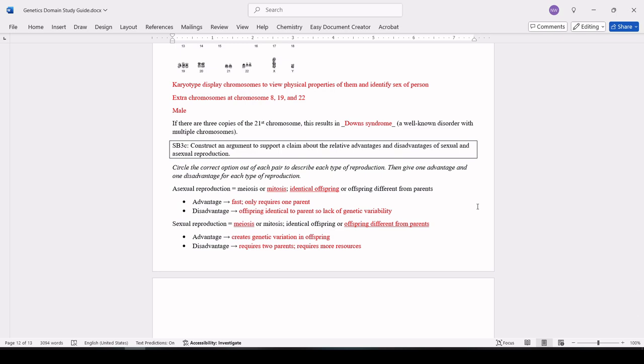For sexual reproduction, it's the opposite. Meiosis is involved with sexual reproduction, and the parents are different. The offspring are different from the parents. So the advantage is that you get the variation. And the disadvantage is that it requires 2 parents, more resources, more time.